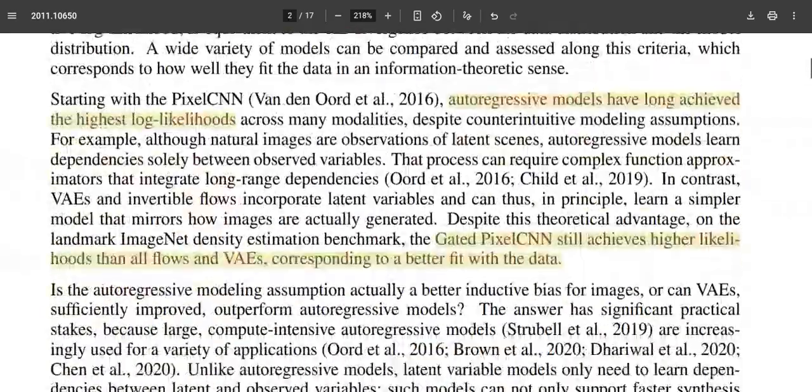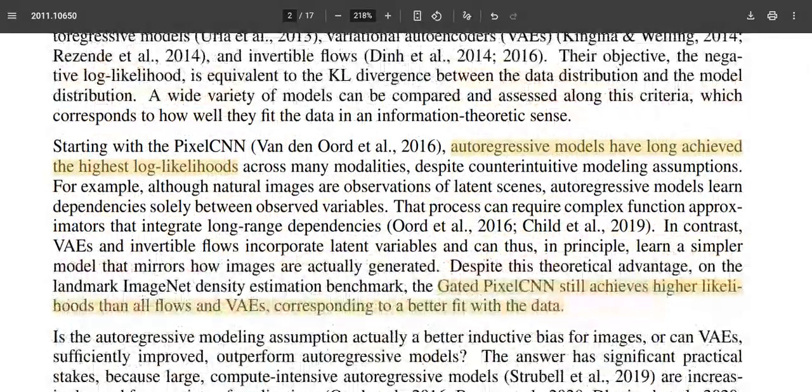This paper says that autoregressive models like PixelCNN and variational autoencoder models belong to a class of likelihood-based models. But an autoregressive model has certain advantages in terms of giving a higher likelihood compared to the variational autoencoder. So in terms of that, it could give better quality images while generating from the network.